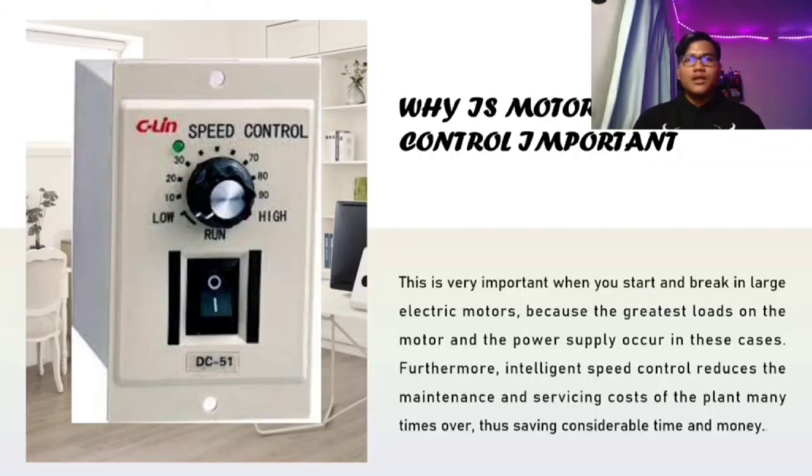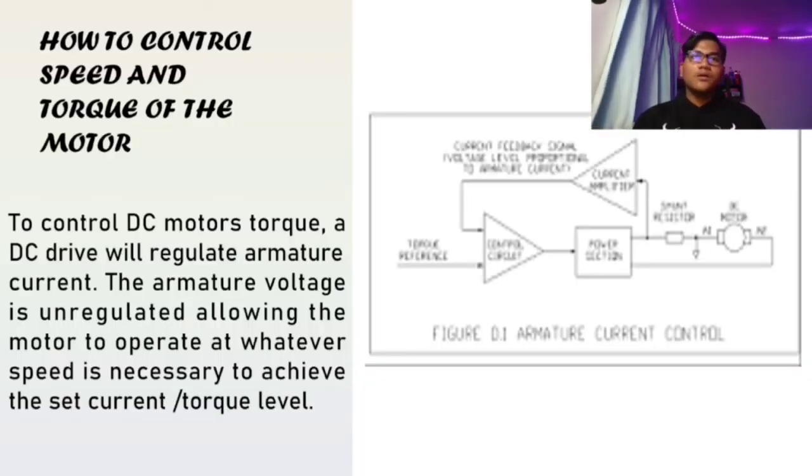Why is it important? This is very important when you start and brake large electric motors, because the greatest load on the motor and the power supply occurs in this case. Furthermore, intelligent speed control reduces the maintenance and servicing costs of the plant many times over, thus saving considerable time and money.